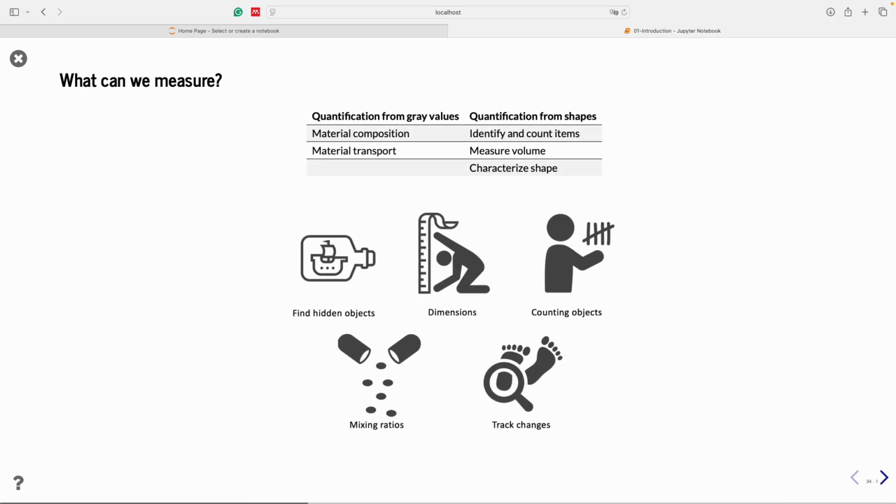And what can we measure? It depends, first of all, on what information you want to measure. You may want to look at the gray levels, changes in gray levels, which can be related to material composition or material transport. You can also look at shape quantification, where the first step is just to identify items and count them. But once you have the items, you can look into measuring volume or shape characteristics, etc.